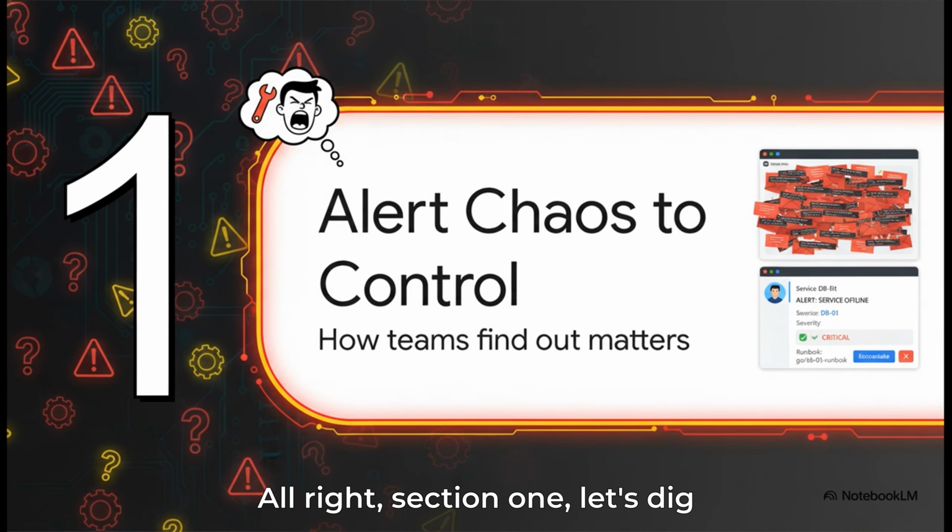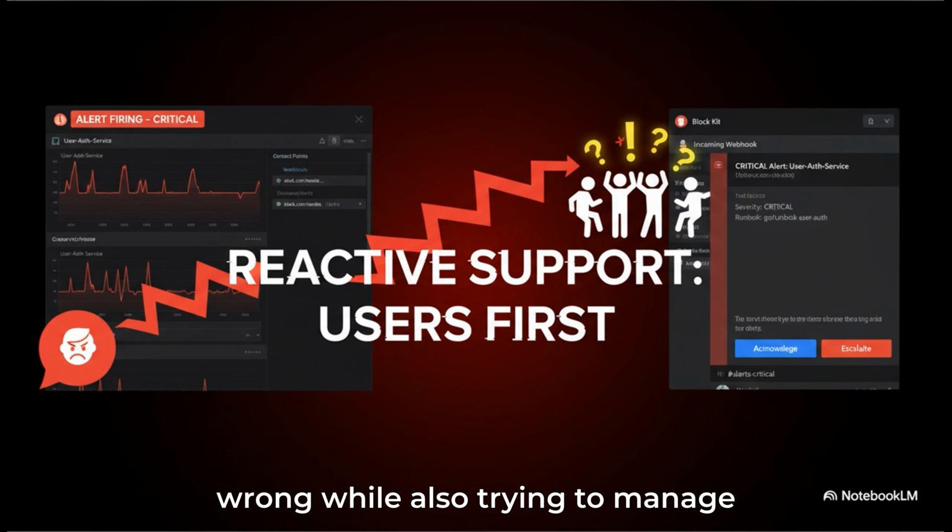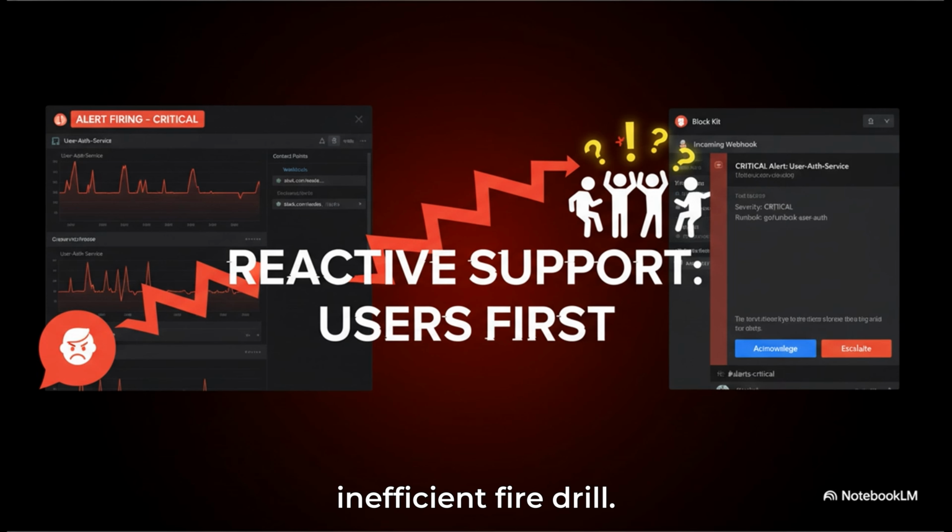All right, section 1, let's dig into the core of the problem. Because let's be honest, the absolute worst way to find out about a critical production issue is from an angry user. You know, when your first sign of trouble is a message in some support channel, you've already lost. You are completely on the back foot, just scrambling to figure out what's even wrong while also trying to manage customer perception. It's just a stressful, inefficient fire drill. The goal is to get ahead of that conversation every single time.